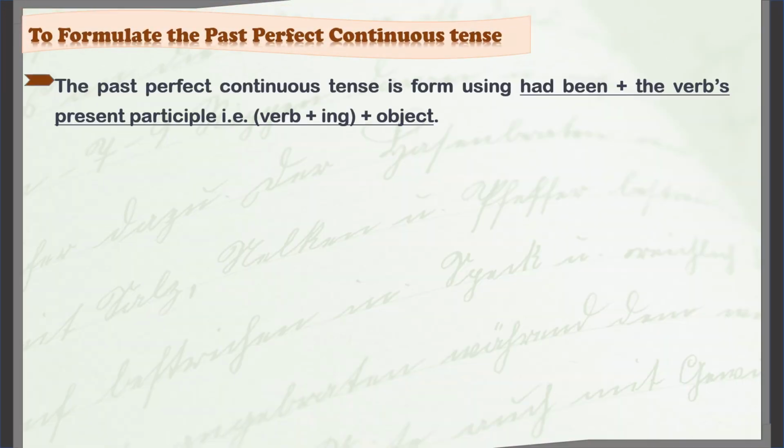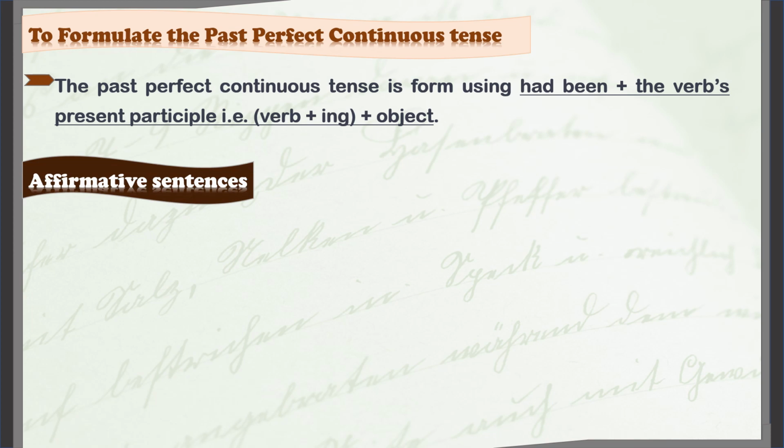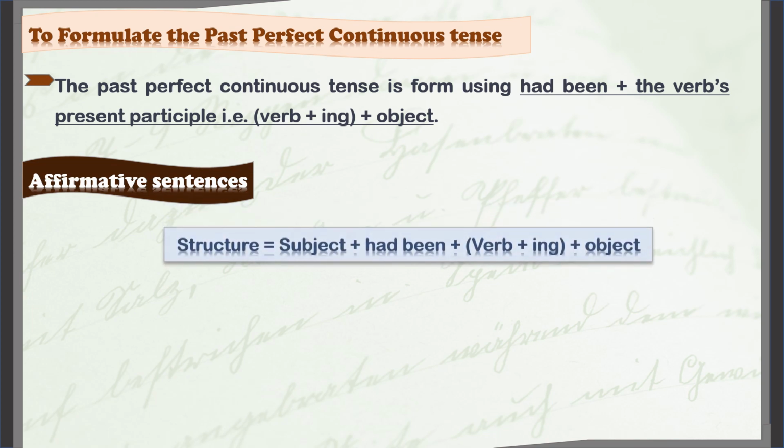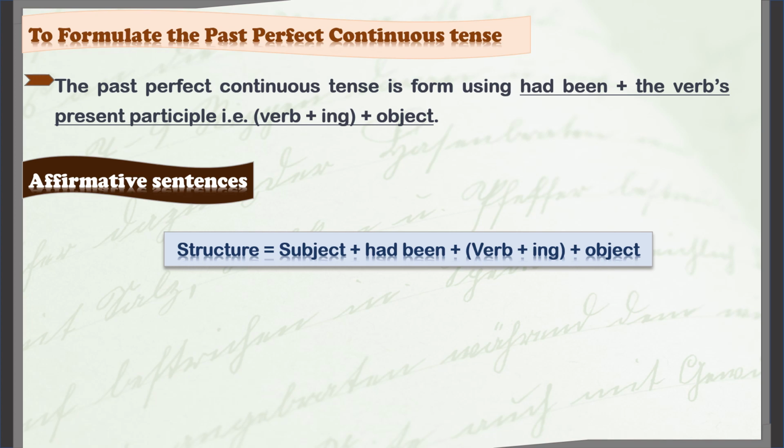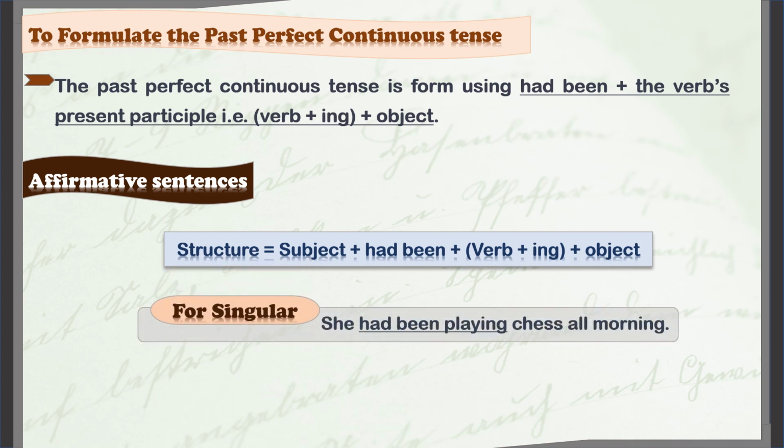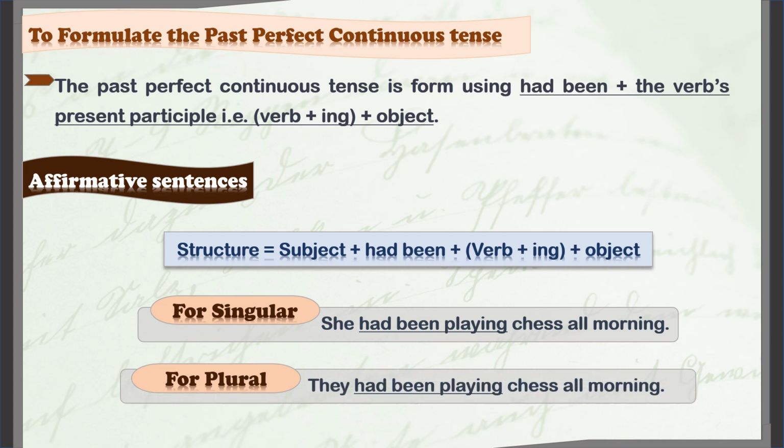To formulate the past perfect continuous tense, the formula is had been plus the present participle of the verb, that is, verb with ing plus object. For affirmative sentence, the structure is subject plus had been plus verb with ing plus object. Example for singular, she had been playing chess all morning. Example for plural, they had been playing chess all morning.